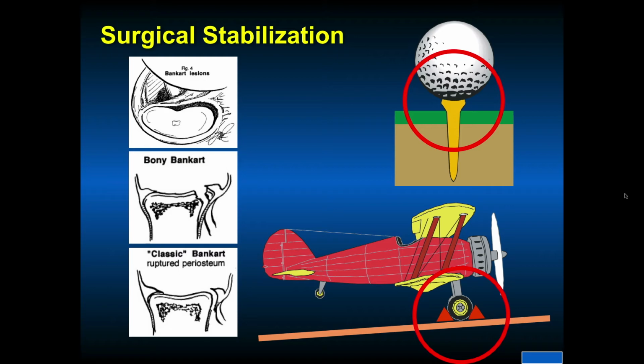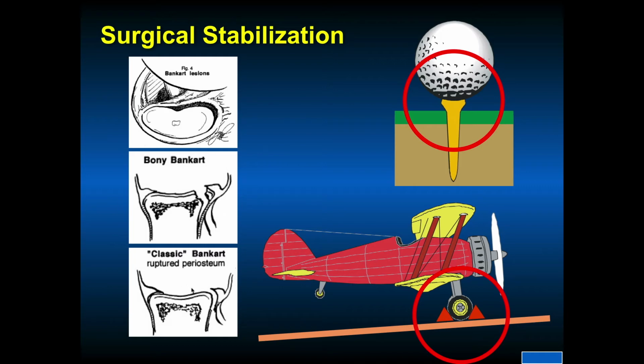Surgical stabilization, the different types of Bankart lesions, and really what we're trying to do is to put that golf tee lip back on, glue it on, sew it on, screw it on. The other analogy of thinking about instability is the bumper that keeps the airplane or the car from rolling forward or backwards. So what we're doing is recreating the bumper effect. And this bony Bankart, again, if you have a piece of bone here and a nice big labrum, that is a good feeling to put that back down.